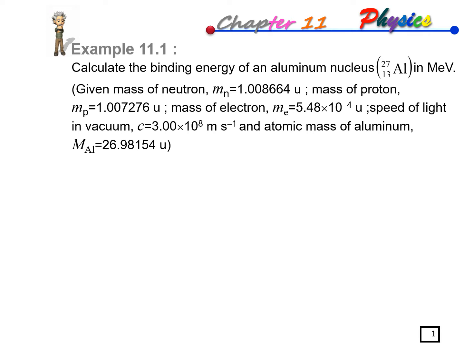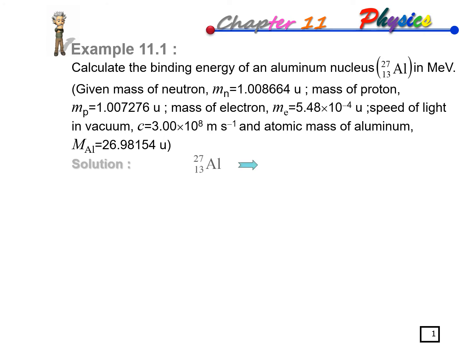The properties of the particle are given: the nuclear number and the proton number, in MeV. The information given here includes the mass of the neutron, the mass of the proton, the mass of the electron, the speed of light in vacuum, and the atomic mass of aluminium. So these are all the constants.